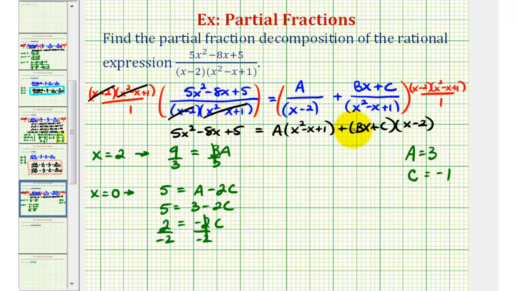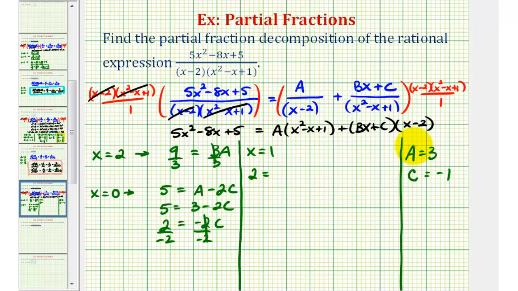Now we still need the value of b. So looking at our equation on the right, I can't see an obvious substitution for x. So let's go ahead and use x equals 1. But remember, we also know that a equals 3 and c equals negative 1. So if x equals 1, we'd have 5 minus 8, that's negative 3 plus 5, it's going to be positive 2 equals, and on the right side, if x equals 1, this would be 1 minus 1 plus 1, so that's just 1.